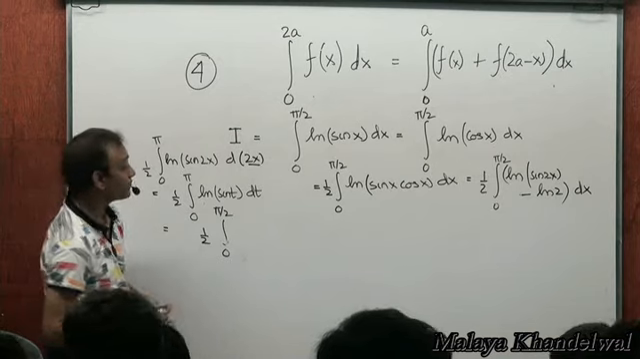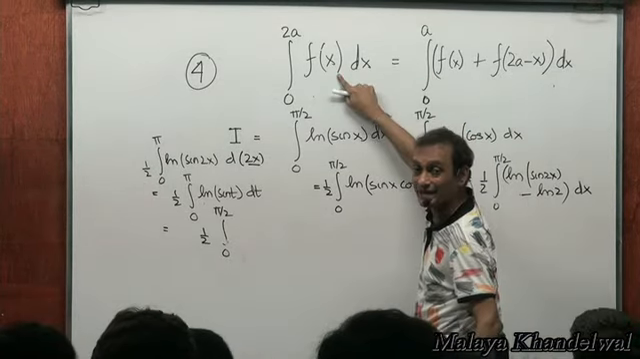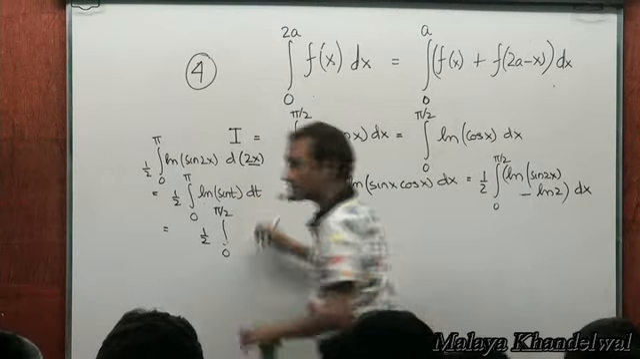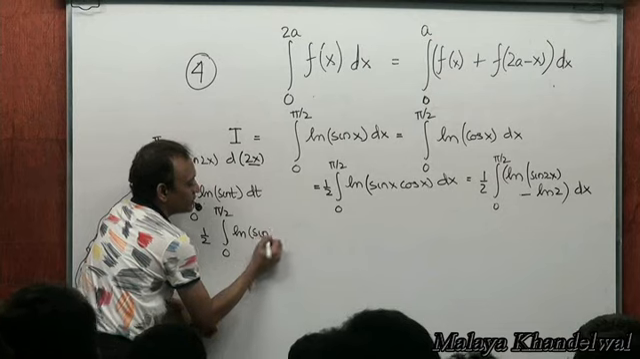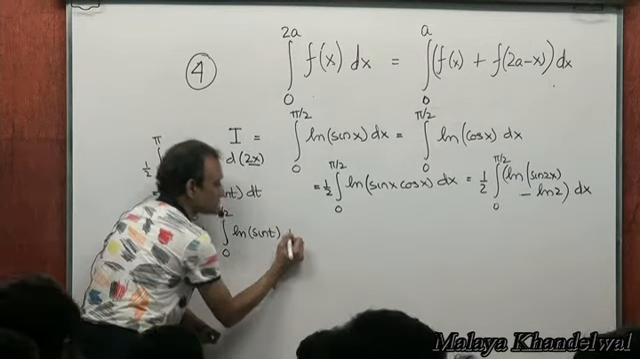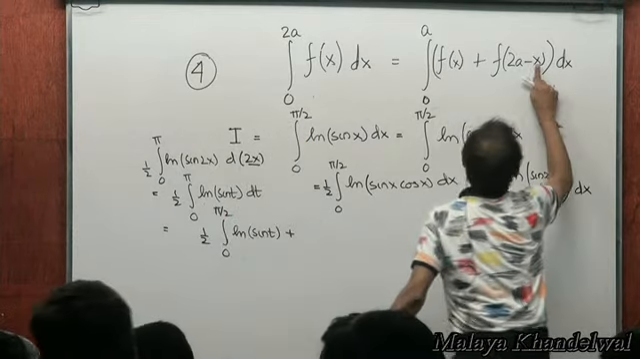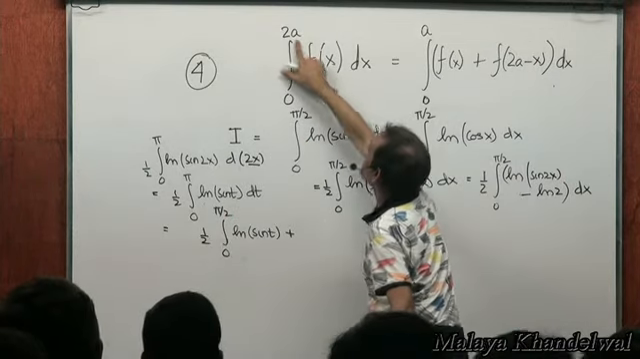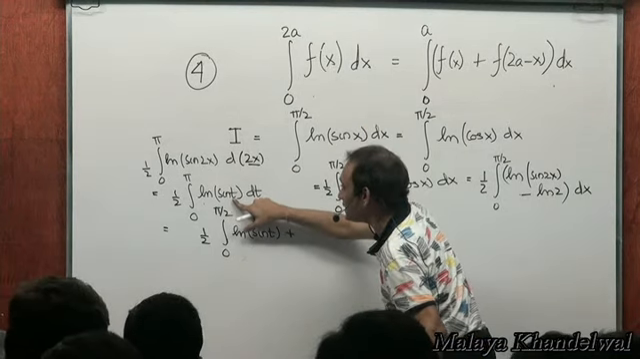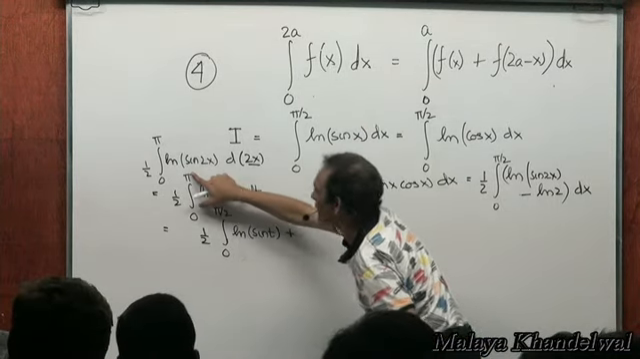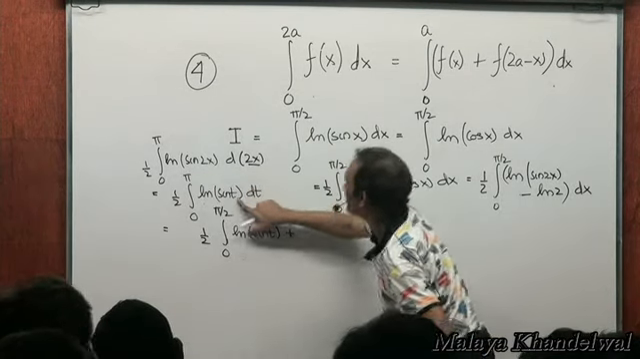Now that's going to be 1, of course, this will come through identically. So ln sine t will stay back, plus f of 2a minus, that means f of this minus this, right? That means in ln sine t, this t would have to be replaced by pi minus t.